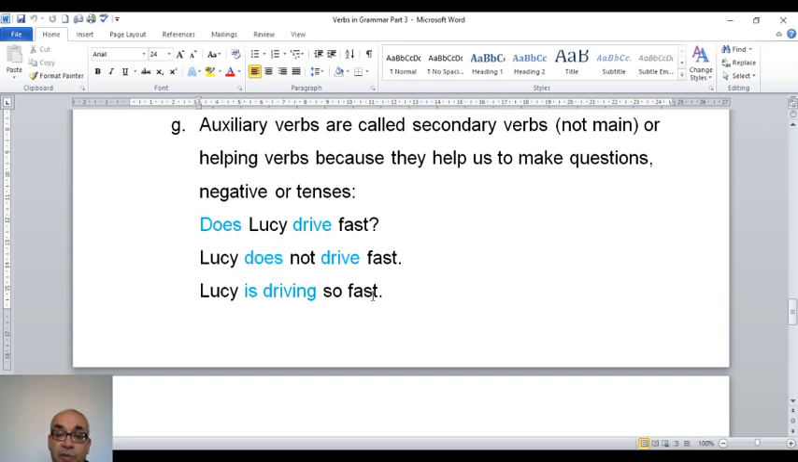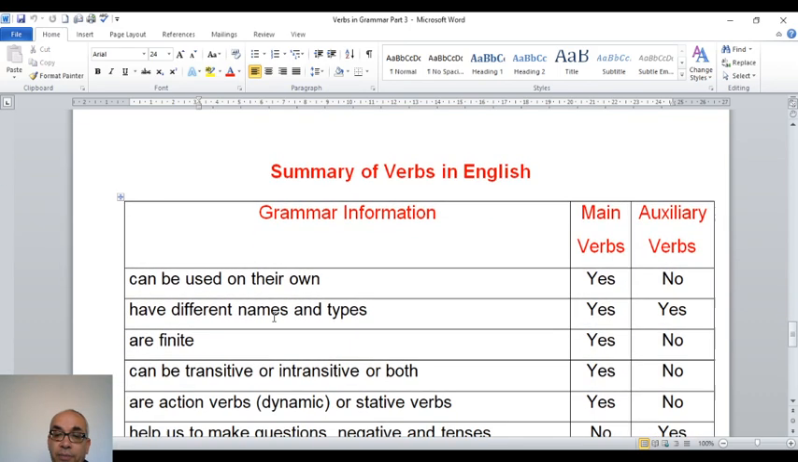Lucy is driving so fast. I use is to make the present continuous. Is driving. What is the tense? Is driving. It is present continuous. How do I make it? I use is, I use verb, I use ing. So I use the auxiliary verb is to make present continuous.